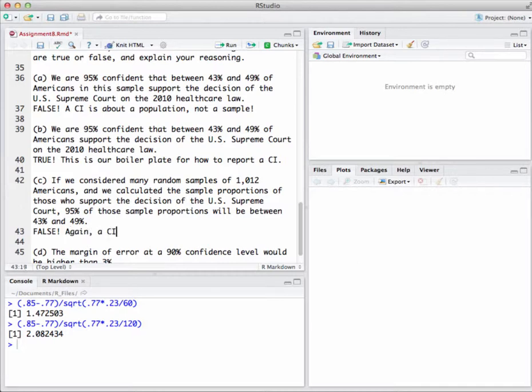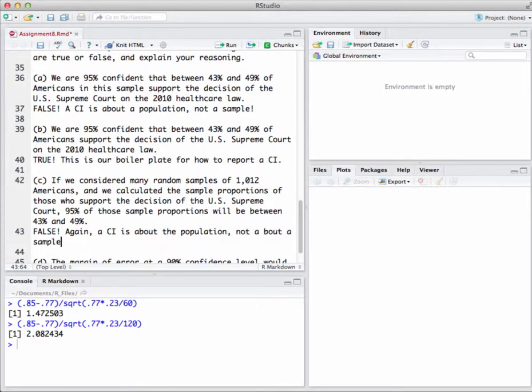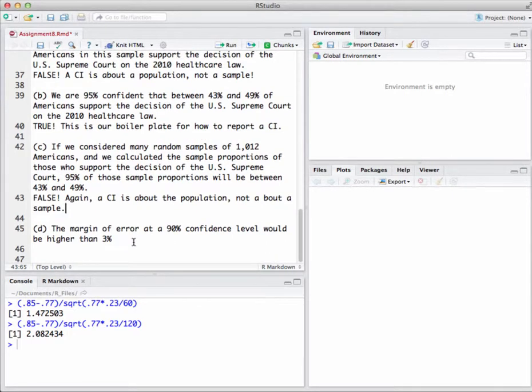Again, a CI is about the population, not about a sample. Okay. In other words, confidence intervals are estimates for the population proportion. They're not estimates for the sample statistic. Okay. All right. So the margin of error of a 90% confidence interval would be higher than for a 95%. Ooh, that one's a little counterintuitive. It turns out that that's false, but I'm going to go to the whiteboard to explain to you why.